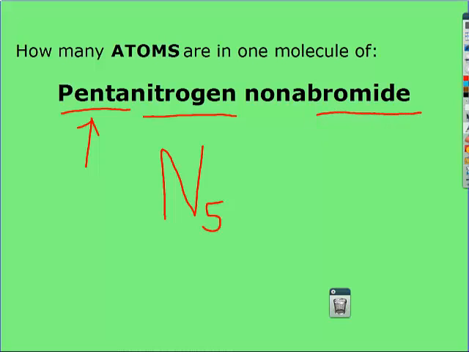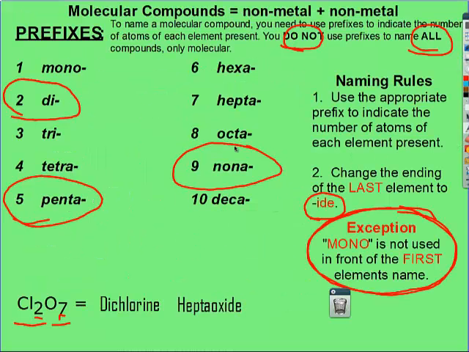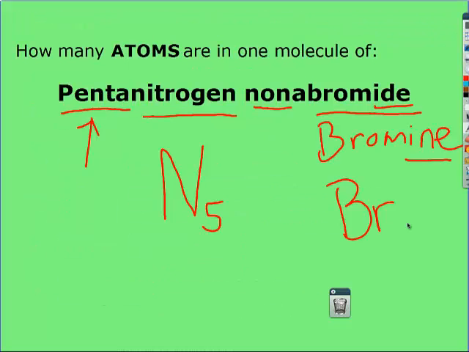Do the same thing with this one. Bromide. Now if you look at number 35 on the periodic table, that is bromine. Remember, when I'm naming compounds, I change the ending. That's why this one says "ide," but it's the same thing. So bromine is Br. And here I have Nona. If you go back, Nona is 9, which is perfect. So let's put a 9 there. So if you put them together, my formula is going to be N5Br9.